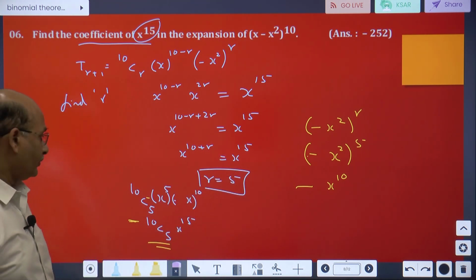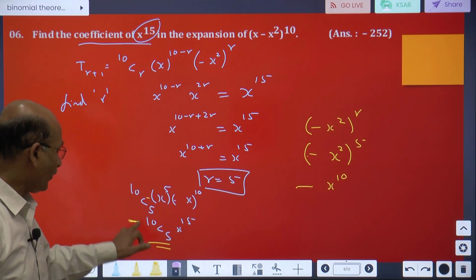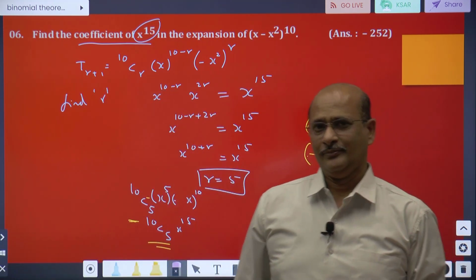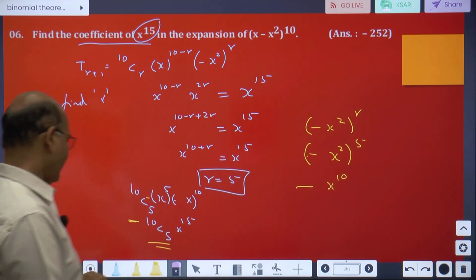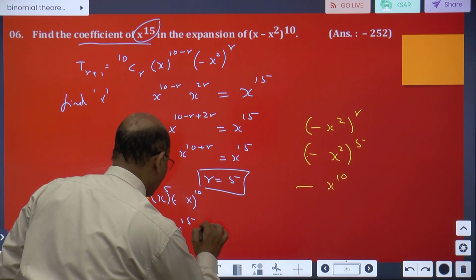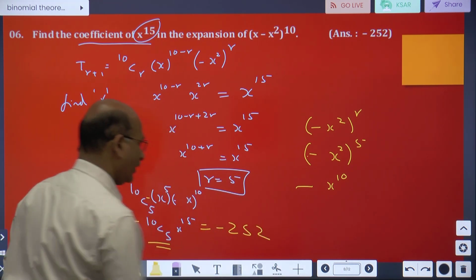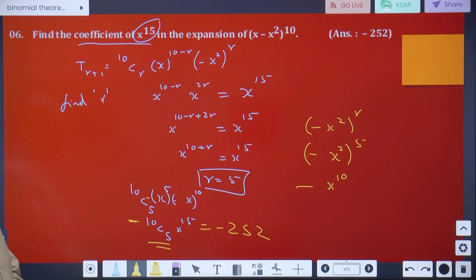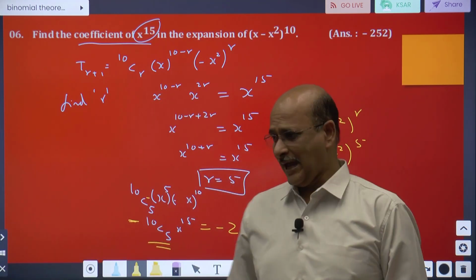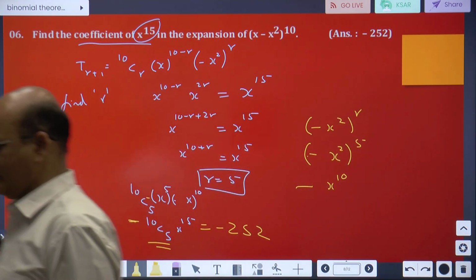Got the point? Okay, so who will tell me what is 10C5 you are getting? Are you getting 252? Thank you. So that's the catch here. So simply it is minus 252. Do you get that point clear? Okay. Just have a look at that question, how we are done.